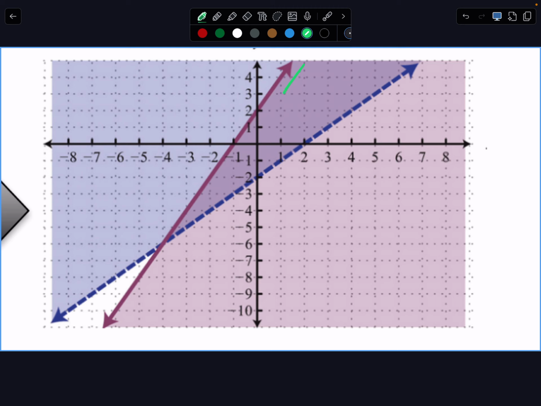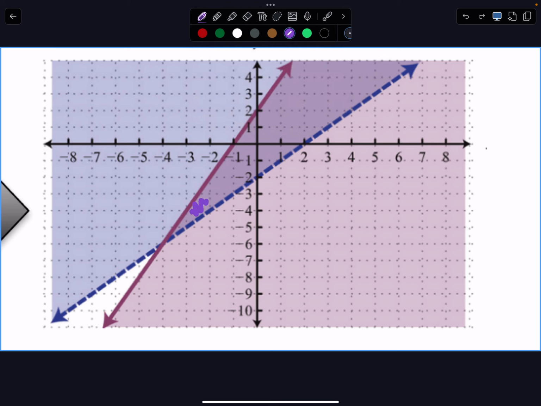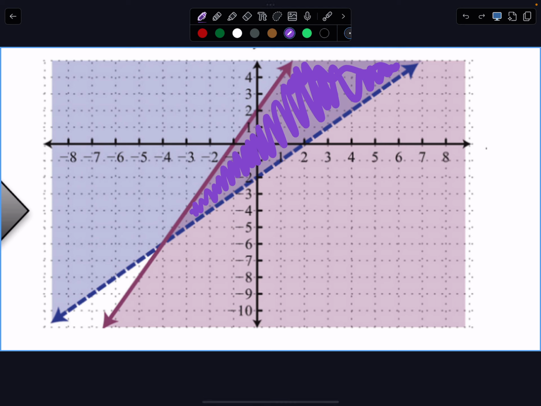So here, this is the solution, right? Or here, I'll use dark purple. Everything in here where the shading overlaps, and this line would also end up being part of the solution set, or points that lie on that line, because it's where it overlaps.